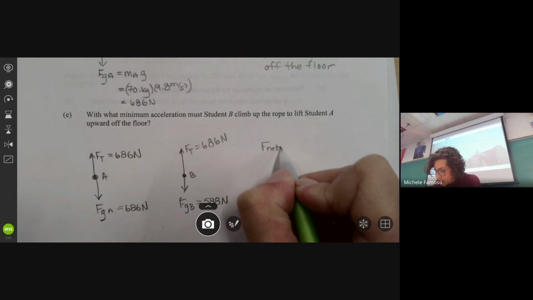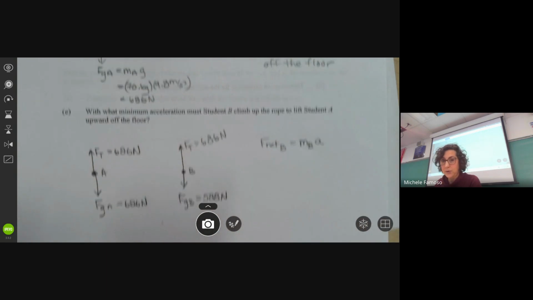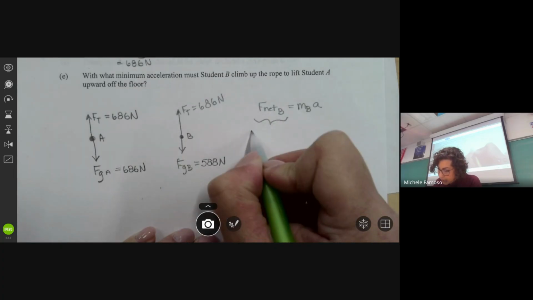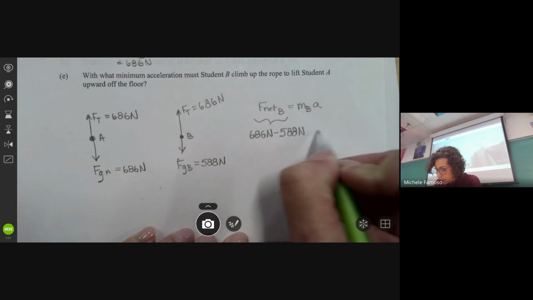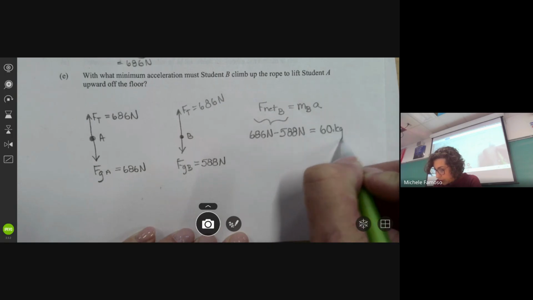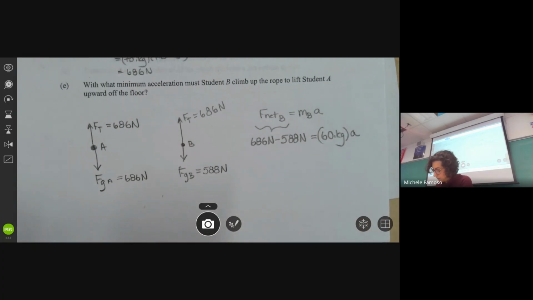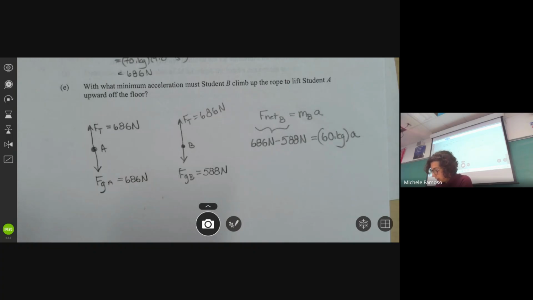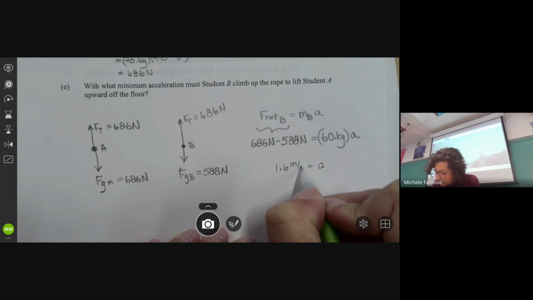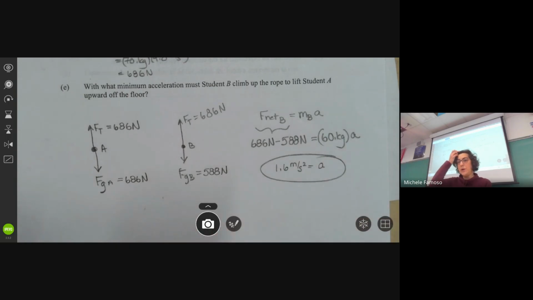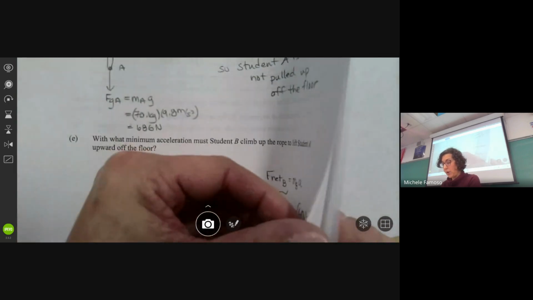So the net force that acts on student B would be the mass of student B times its acceleration. That net force is 686 newtons minus 588 newtons. This is 60 kilograms times their acceleration. So 686 minus 588 is 98, divided by 60, gives me an acceleration of roughly 1.6 meters per second squared. Okay? Let's now look at question 2.